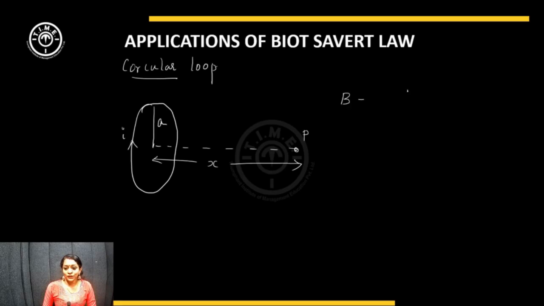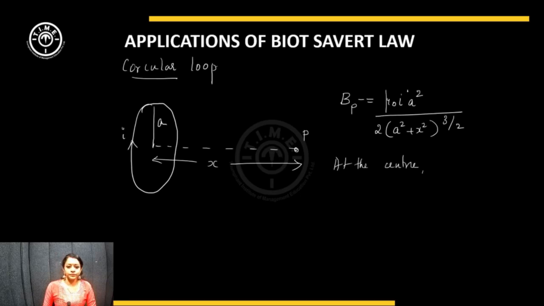Now, what is the equation to find the magnetic field at point P? Yes, it is mu 0 I A square divided by 2 into (a square plus x square) the whole raised to 3 by 2. Okay. And here you have to learn by heart one more equation, if you are considering the point at the center of the circular loop. See, we can consider the point as point O.